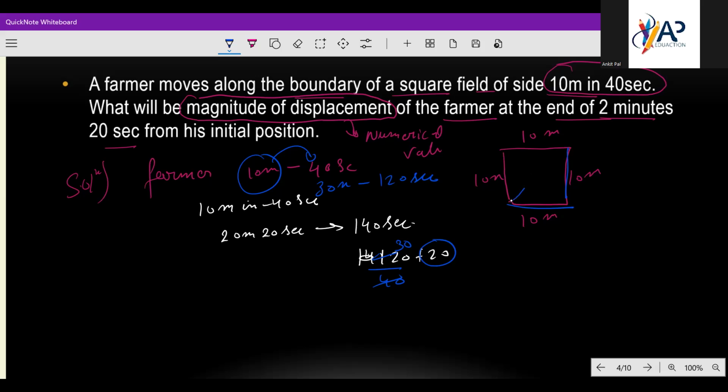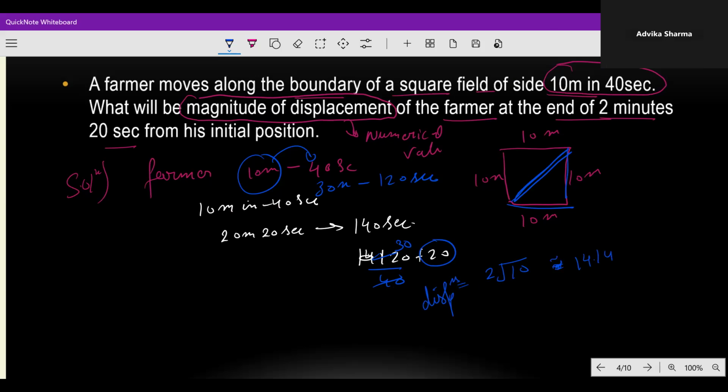Now we calculate the shortest path. We use the Pythagoras theorem. Displacement is the square root of 10 squared plus 10 squared, which is 10 root 2, approximately 14.14. I think it is clear. Is there any doubt?